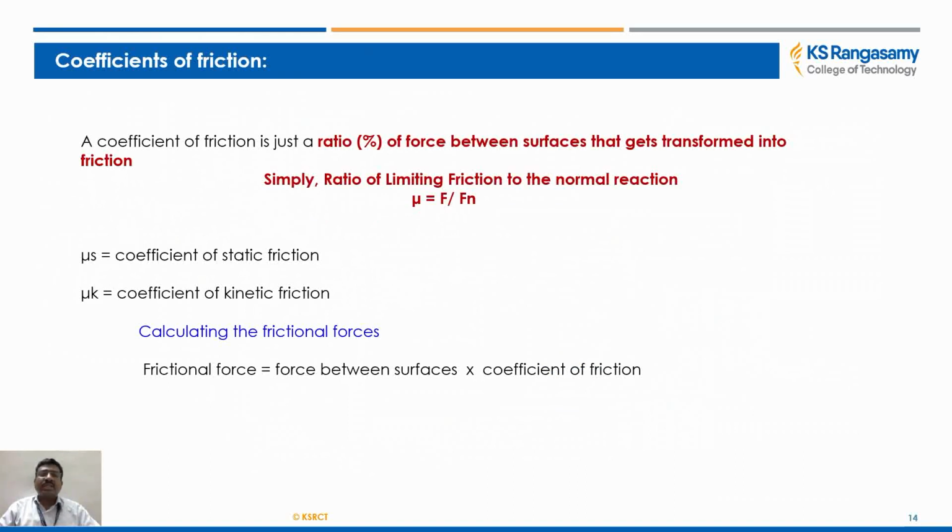Coefficient of friction is just a ratio of the force between the surfaces that gets transformed into friction. Simply, coefficient of friction can be said as the ratio of limiting friction to the normal reaction, and it is denoted by the letter mu. So mu equals F divided by Fn, where F is the limiting friction and Fn is the normal reaction. The coefficient of friction can be obtained for static friction as well as kinetic friction, where mu s is the coefficient of static friction and mu k is the coefficient of kinetic friction. And we can calculate the frictional force as the force between the surfaces multiplied by the coefficient of friction. With the help of this formula, we can calculate the frictional force.